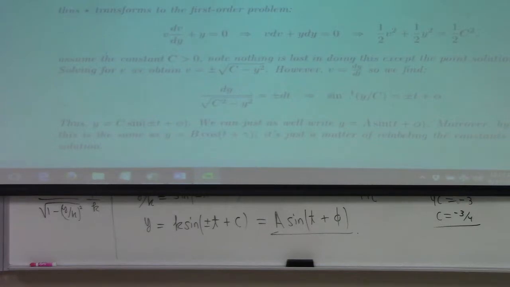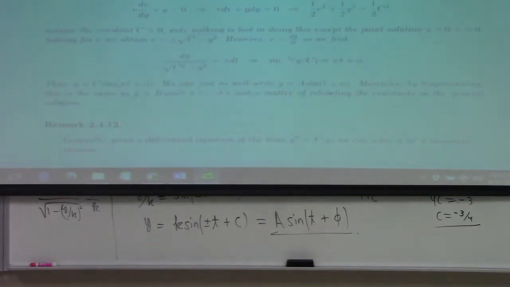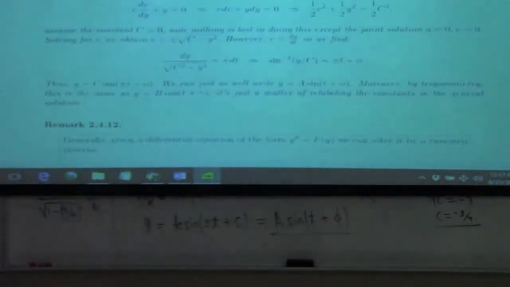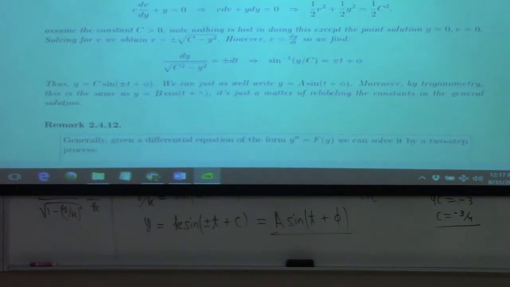Let's see here. Sorry, my hands just do that when I say the word quiz. Could you hit half the lights? That's good. Let's see here.